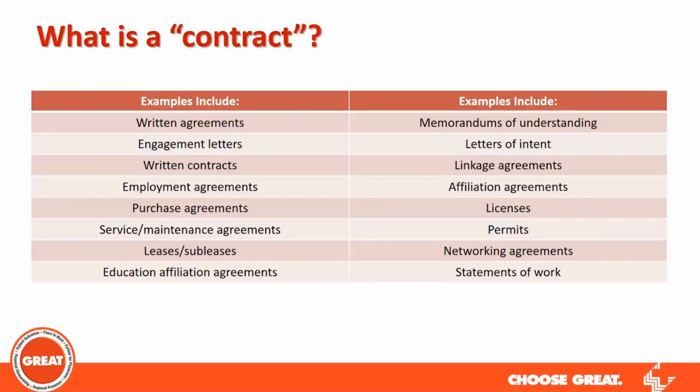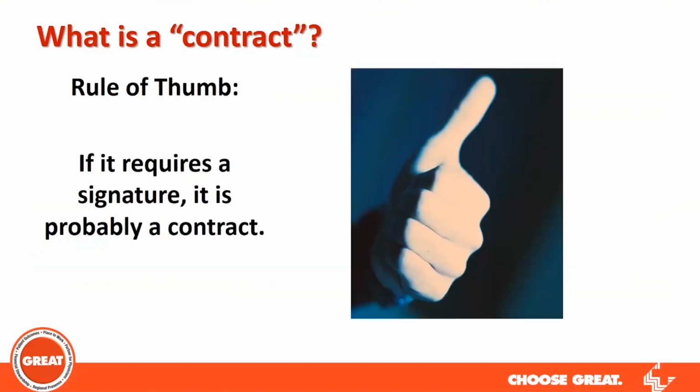So what's a contract? I think everybody's kind of familiar with that. It's basically anything that has a signature. So anything from leases, purchase agreements, permits, linkage agreements, even sometimes things you might not think are contracts. There will be contracts from a legal perspective. So the rule of thumb is if it has a signature on it, it's probably a contract and legal needs to see it.